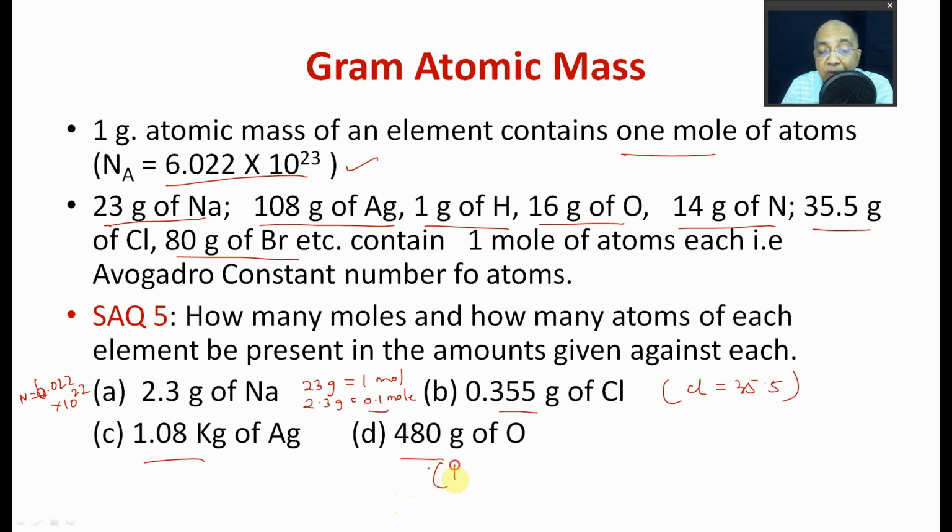So oxygen has an atomic mass of 16, and silver has an atomic mass of 108, right? So I want 1.08 kg of silver, how many moles of silver, Ag, and how many atoms of silver does it contain? So you can find out, if 108 grams is equal to 1 mole, then 1.08 kg means 1080 grams is how many moles? And if 1 mole is equal to Avogadro's number of atoms, so that many moles contain how many atoms, that you can find out.